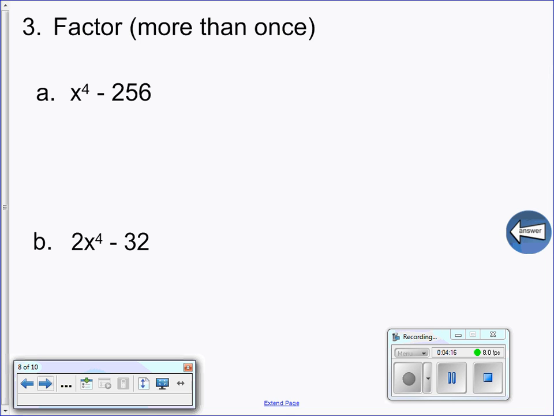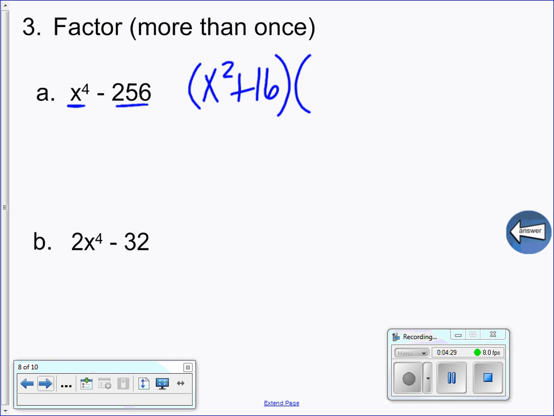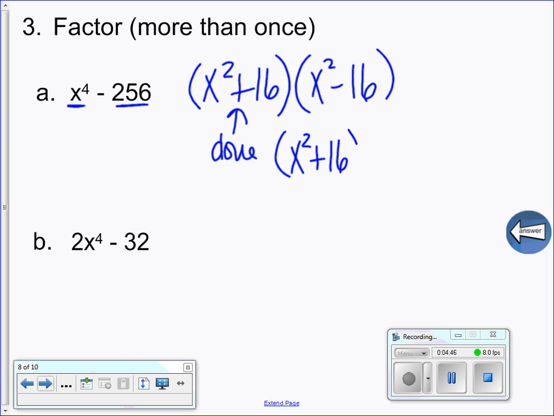All right, these I'm going to have to factor more than once. So x to the fourth minus 256. This is a perfect square and this is a perfect square. So it's going to be x squared plus 16 and x squared minus 16. So the x squared plus 16, this is done. It's prime. Remember, we got two perfect squares, but there's an addition in between. So that we just leave as x squared plus 16. And then this one, perfect subtraction. So it's going to be x plus 4, x minus 4.